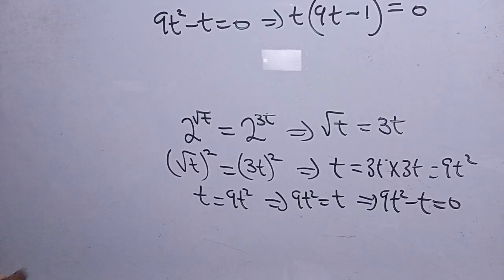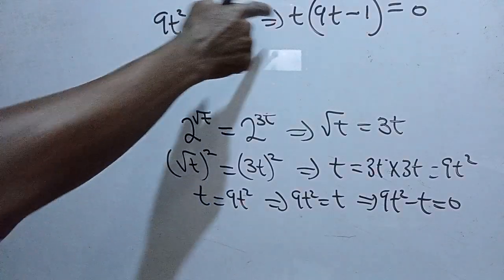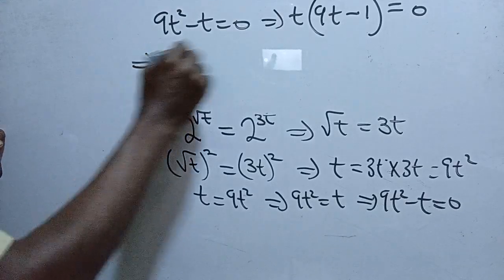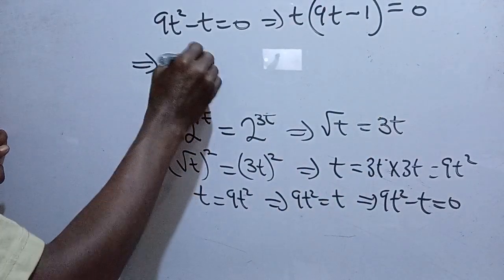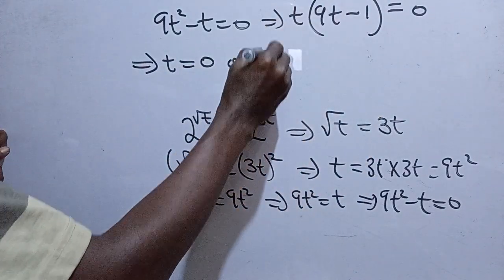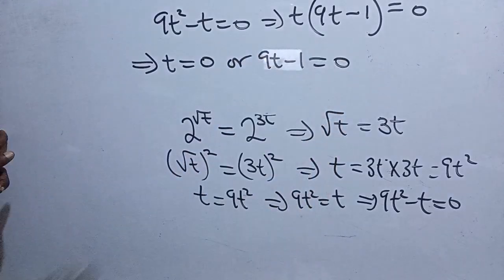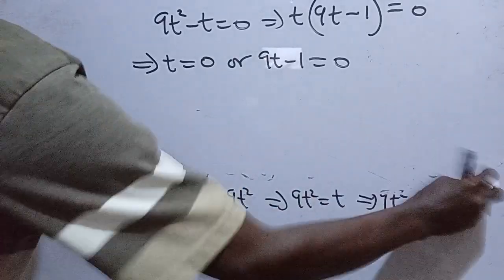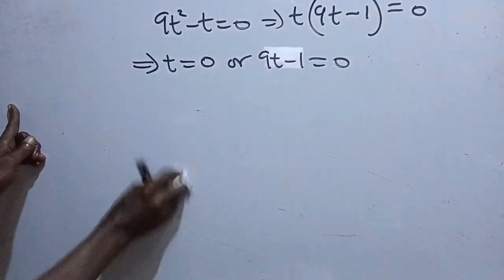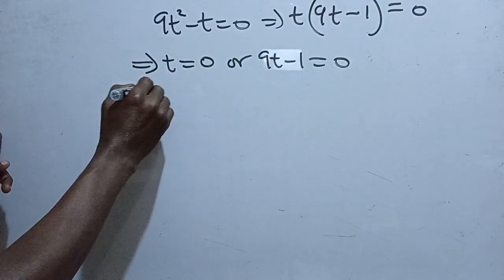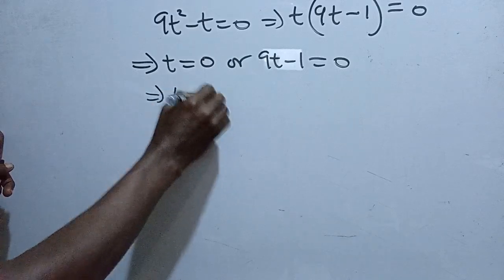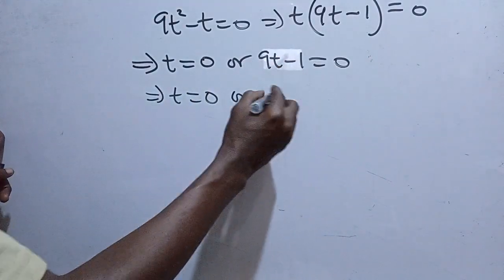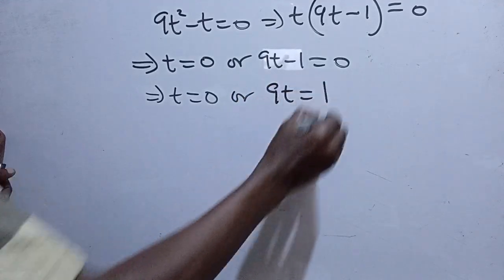So with this now, you're having 9t minus 1 multiplied by t is equal to 0, which implies t is equal to 0 or 9t minus 1 is equal to 0. So what next is to find the value of t. This one has given us t is equal to 0. Now the second one, collect like terms. Let your minus 1 go here, and we have 9t is equal to 1.